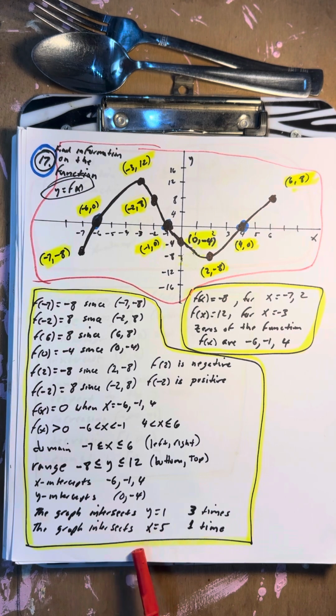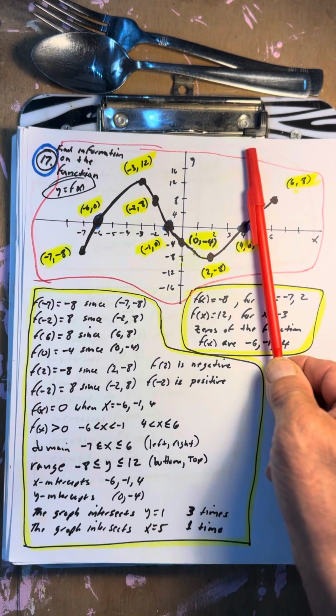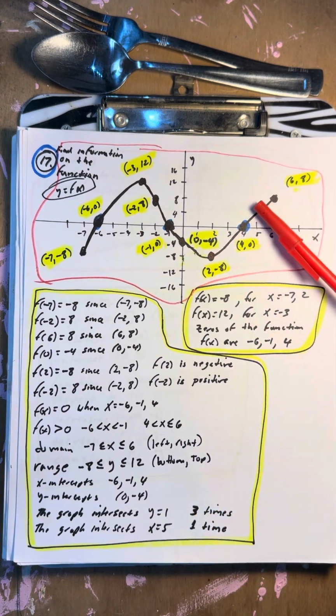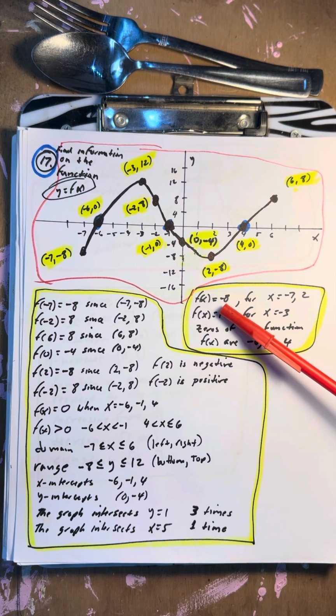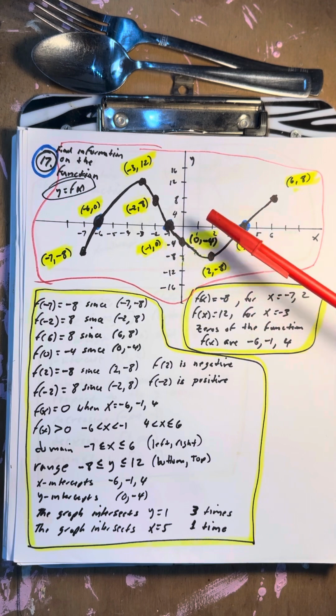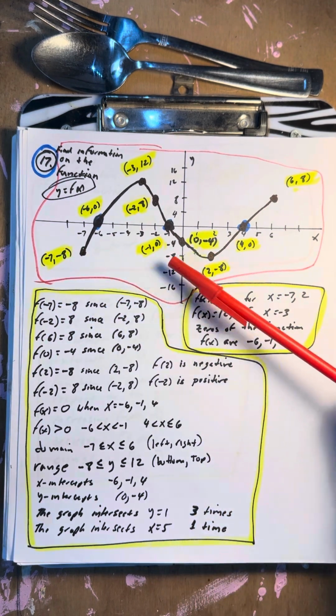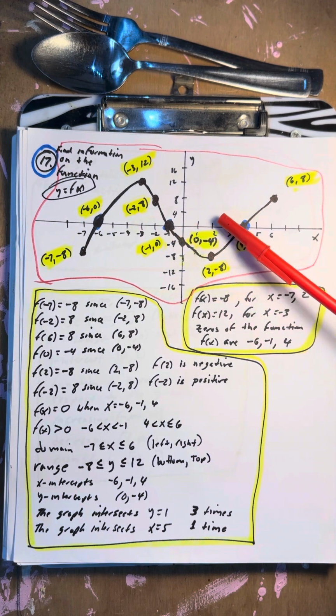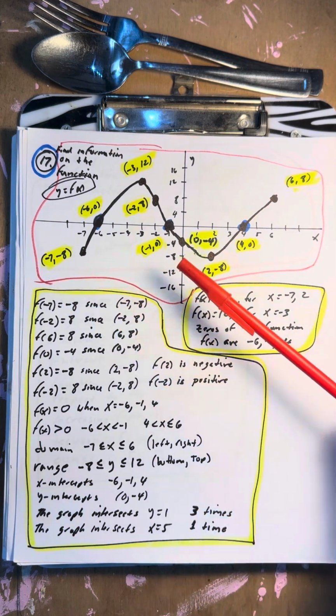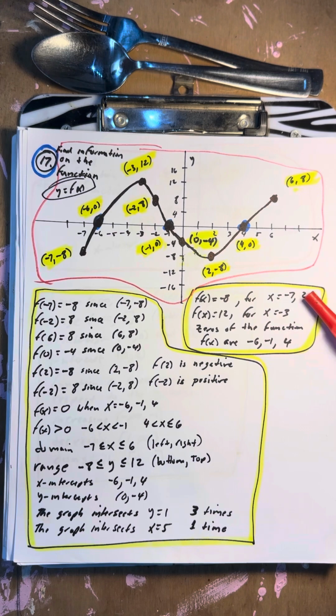If x equals 5 like this, you only see 1 hit. It goes up, hits it right there. Okay? f of x equals negative 8, where? So f of x is negative 8 whenever x is negative 7, is that right? At negative 7, you get negative 8? Yes. And at 2, you get negative 8. So you get negative 8 when x is negative 7 or 2.